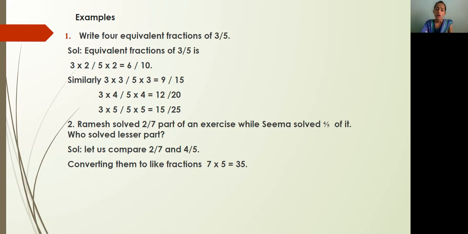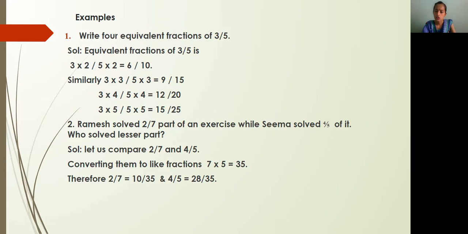Here, 2 by 7 and 4 by 5 are there. Both denominators are different. One is 7, one is 5. We have to convert these fractions to like fractions. So we multiply both denominators, 7 and 5. 7 into 5 is equal to 35. We have to convert both denominators to 35. First, for 2 by 7, we convert the denominator to 35, so we multiply by 5.